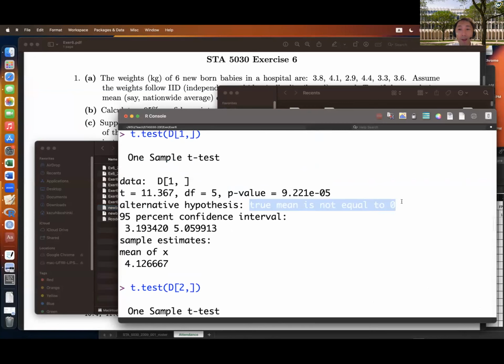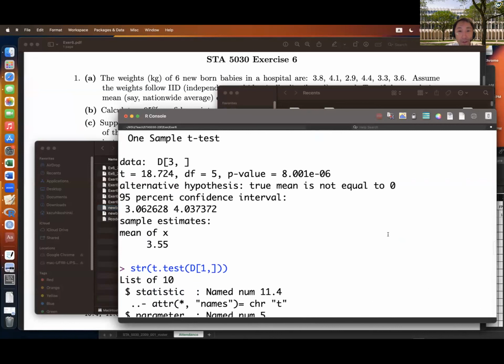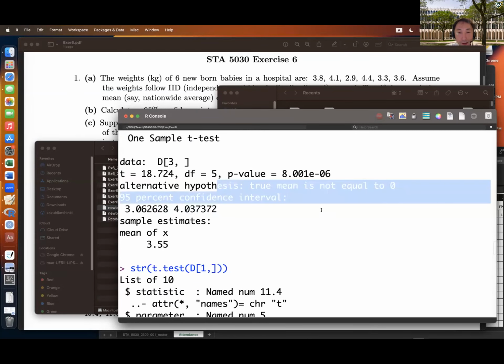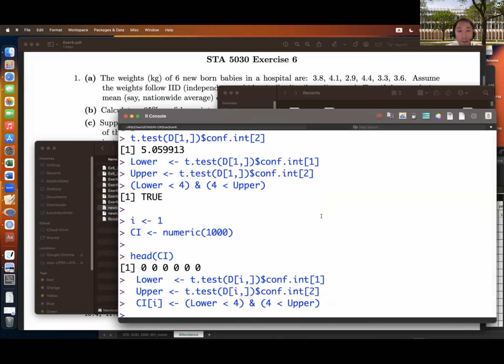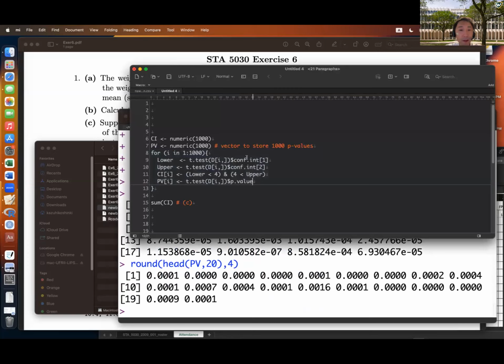So the null hypothesis is set at mu equal to 0, so we have to set this as 4. The confidence interval is not affected by the null hypothesis, but the p-value depends on the null hypothesis. So we have to modify the code. We have to do the t-test, but with mu equal to 4. Then we can calculate the p-values.